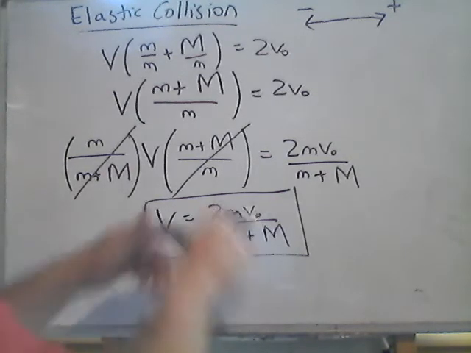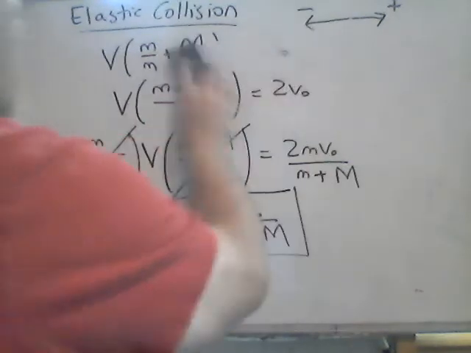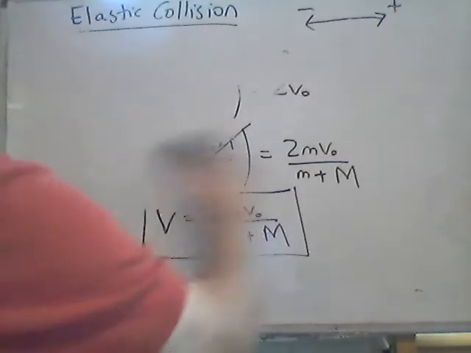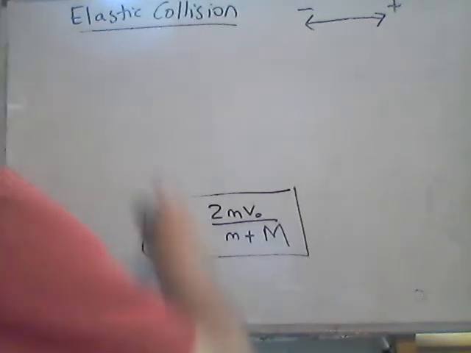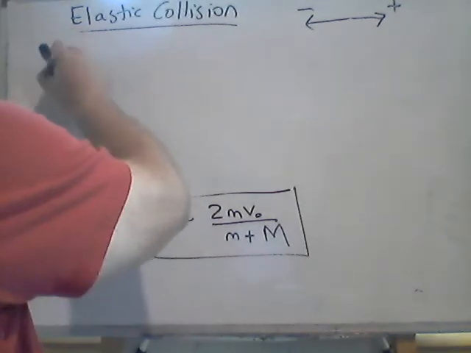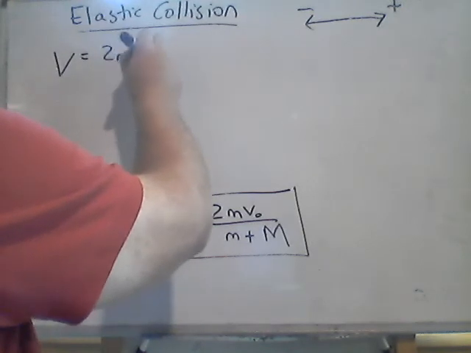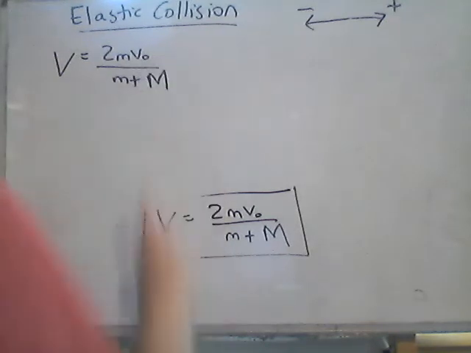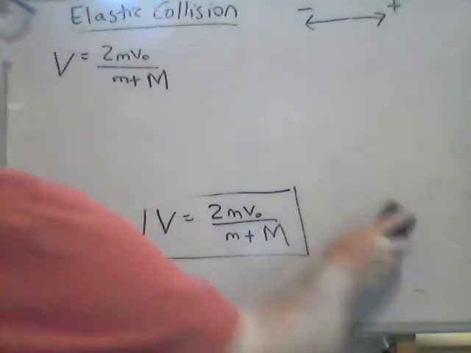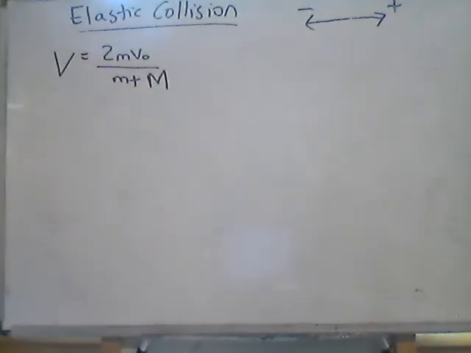Okay, let's put that aside. That's important, so I'll put that aside for a moment. I'll save it. Important equation. So we know this relationship. All right, now what do I do? Well, remember I had two equations, two unknowns.